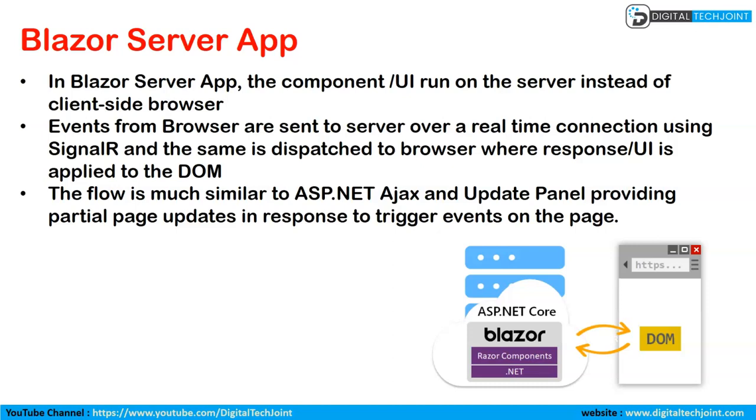Now if you have worked with ASP.NET Ajax and used an update panel with partial updates in response to a trigger event, then you will understand very well how Blazor Server App works. However, we don't have an update panel over here. It is done through SignalR. And if anybody wants to know more about SignalR, I have created a video on my channel which demonstrates how to use SignalR for developing a simple chat application.